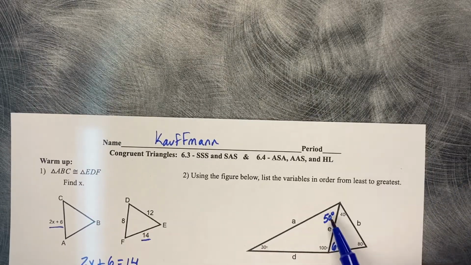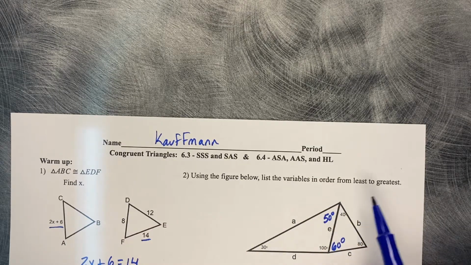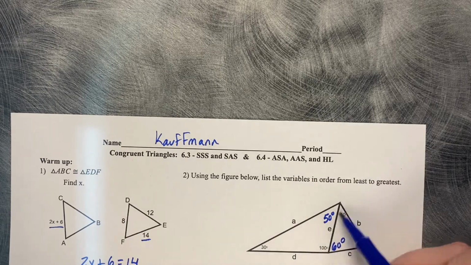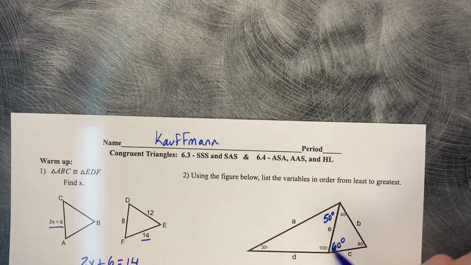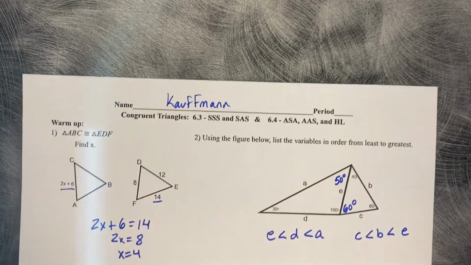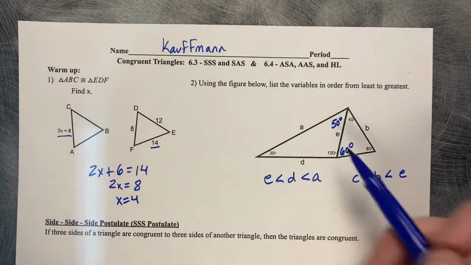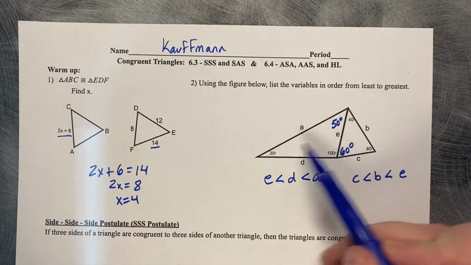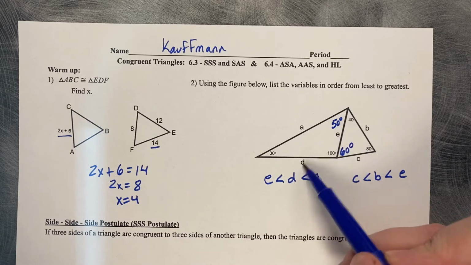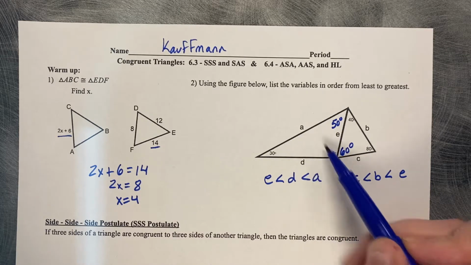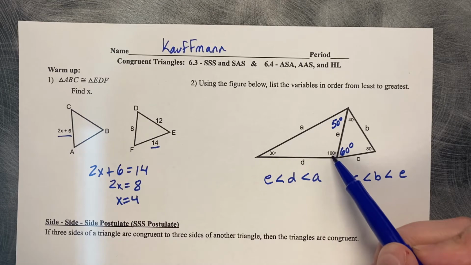On our next problem, it's asking us to use the figure below, list the variables in order from least to greatest. So what I've done is I've added all the angle measures between the two triangles. Then what you should do is order the two lengths by size per triangle. They only share one side length, so we really need to know where E falls into the equation here. So on the left-hand triangle, E is the smallest because it's across from 30, then D because it's across from 50, and A is the biggest because it's across from 100.